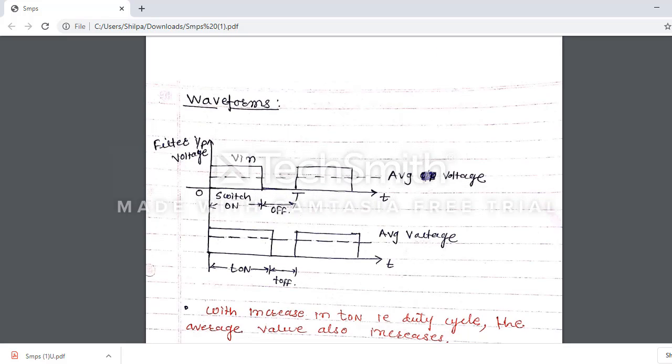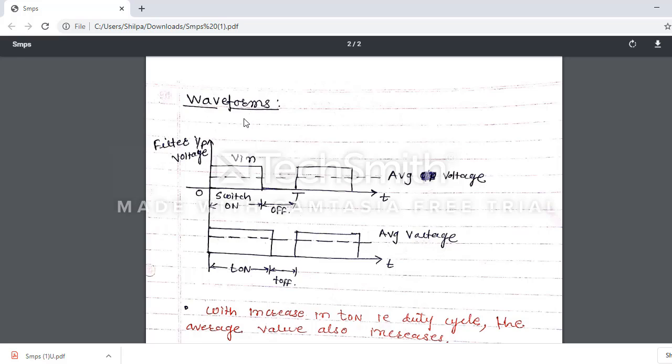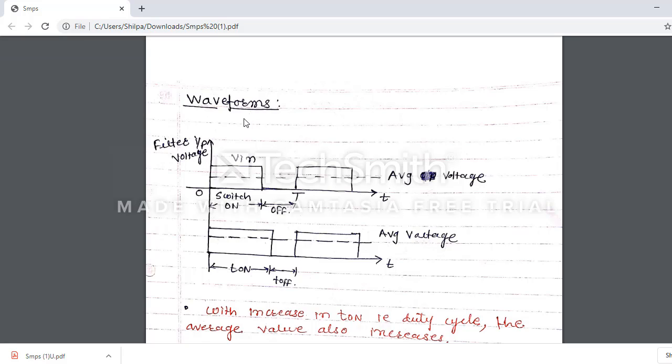So these are the waveforms. You can see here the filter input voltage, and it is rectangular. Here you can see this is switch on, here switch is on, switch is off. This is T on time, T off time.